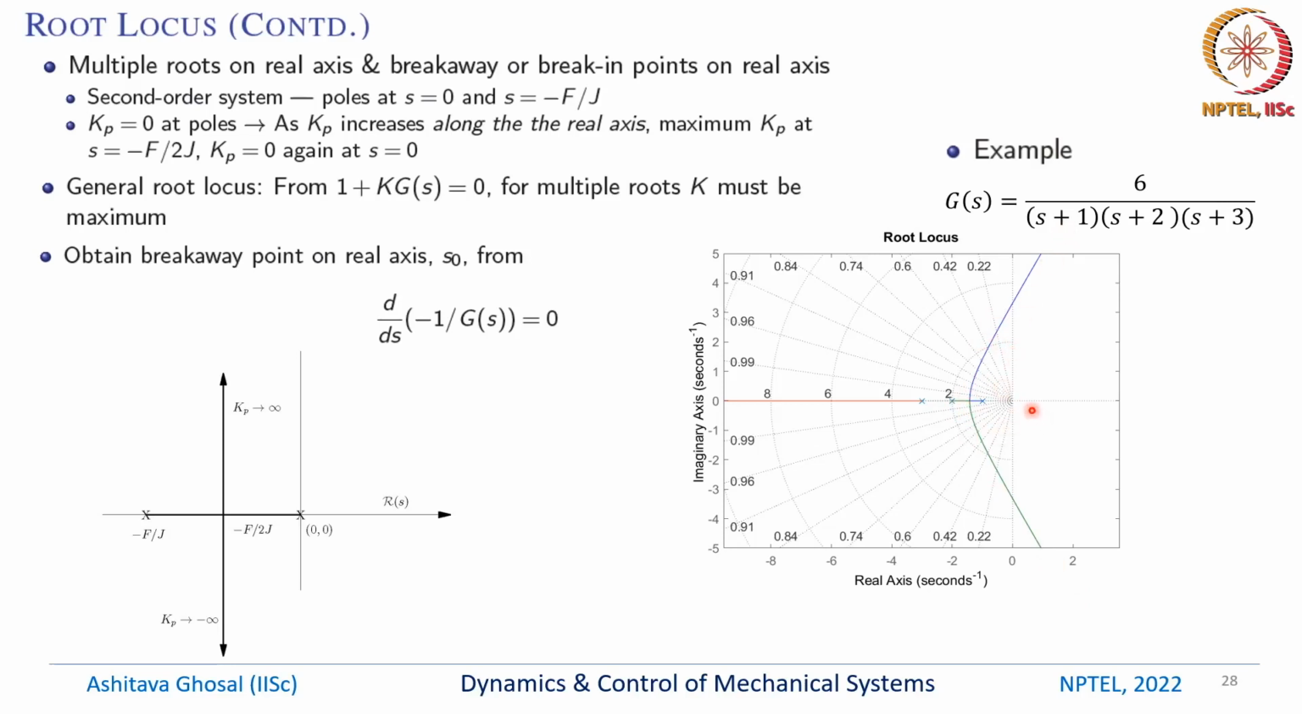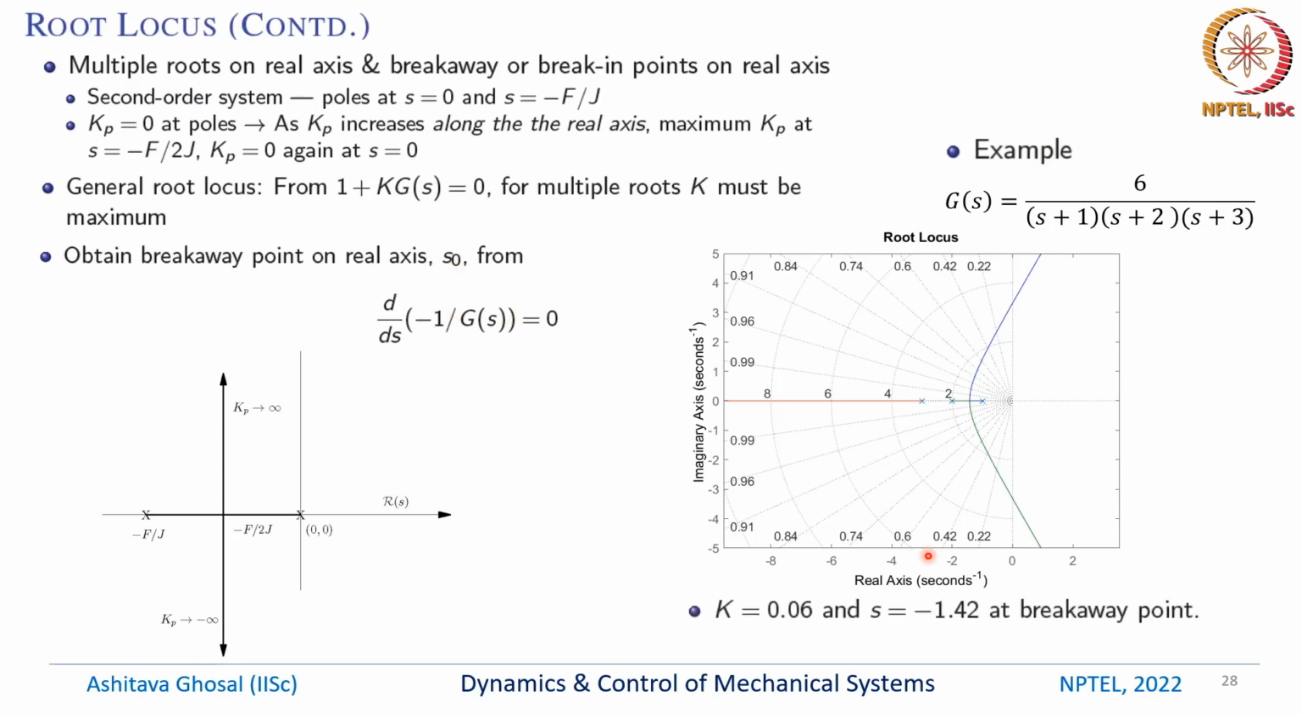So the question is, how do I find where this breakaway happens? That can be obtained by taking the derivative of minus 1 over g(s), setting it equal to 0, and solving for s from this equation.